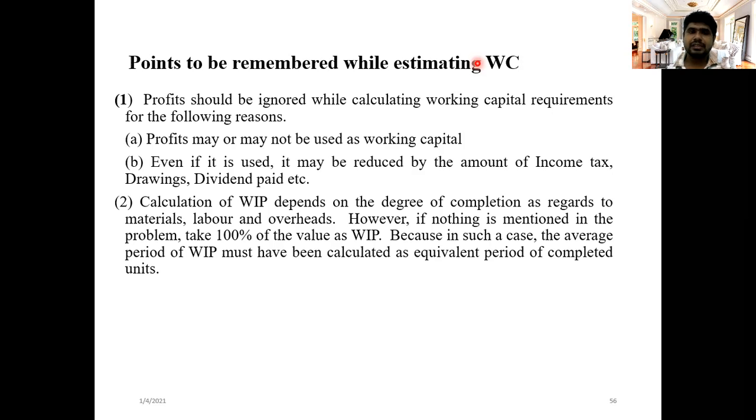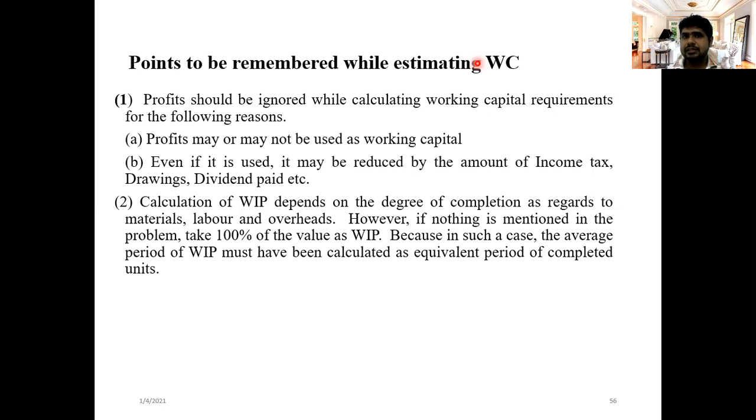So that's the thing. If there is no information like that, if there is no information on percentage of completion, then take 100% of value as work in progress, because in such case the average period of work in progress must have been calculated as equivalent period of completed units.